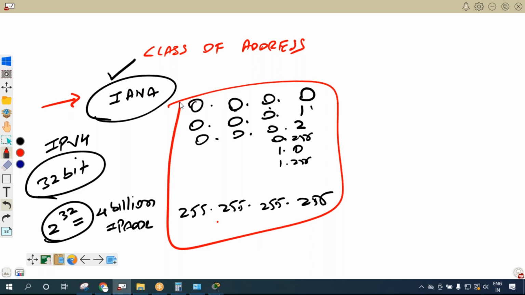Defense department is coming to us. Every country's defense department is coming to us for taking the IP. We have to decide a plan so that we can give the IP properly. So they divided this IP address into classes.